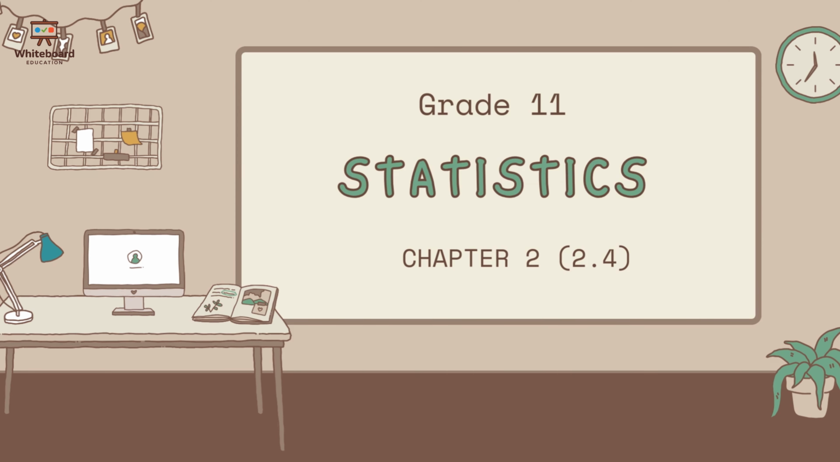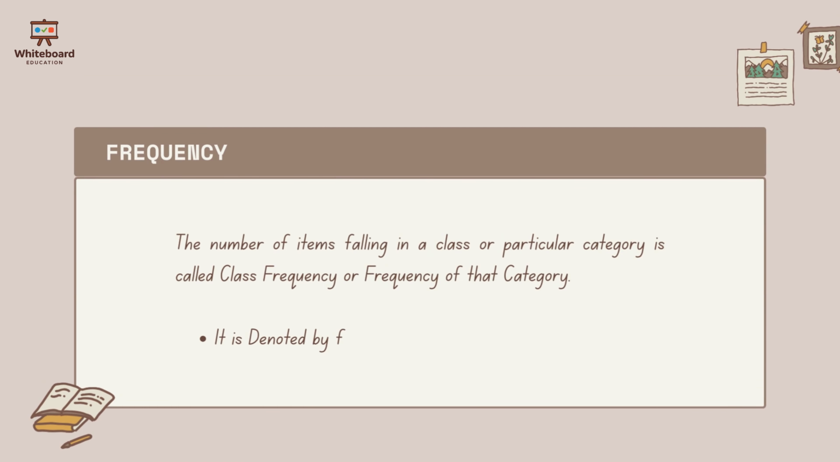Before we start our topic, let us learn what frequency is. The number of items falling in a class or particular category is called the class frequency or the frequency of that category. It is denoted by small f.